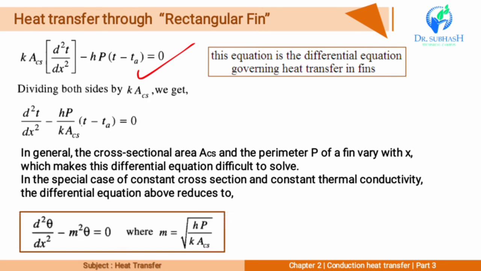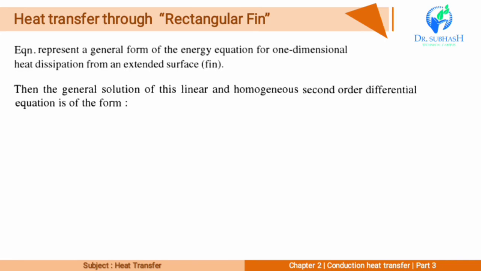In the special case of constant cross section and constant thermal conductivity, the differential equation above reduces to d square theta by dx square minus m square theta is equal to 0, where m is equal to under root of hP by k into Acs. Here theta is equal to T minus Ta, the temperature excess. This equation represents a general form of the energy equation for one-dimensional heat dissipation from the extended surfaces or fin.